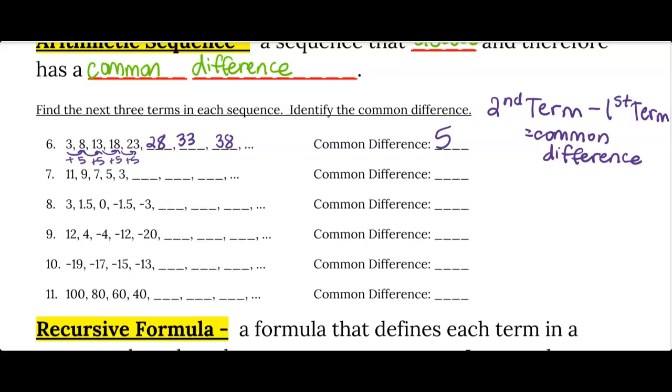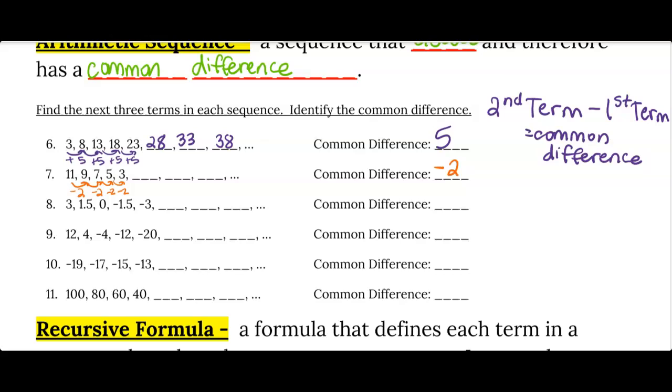Looking at number 11, we can see that this sequence is going down. 11 is bigger than 9. And we know that 11 minus 2 gives us 9, and 9 minus 2 gives us 7. 7 minus 2 gives us 5, and 5 minus 2 gives us 3. So our common difference is -2.